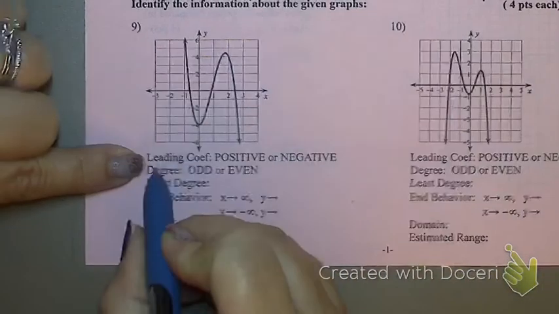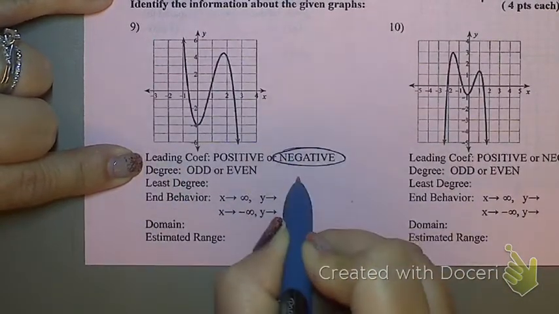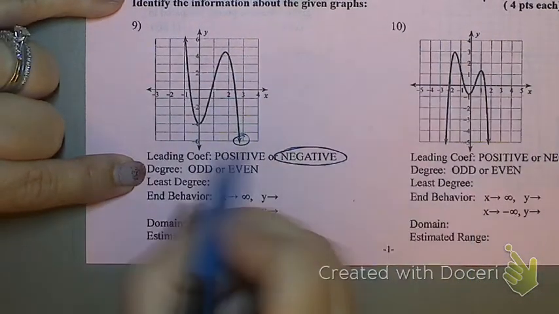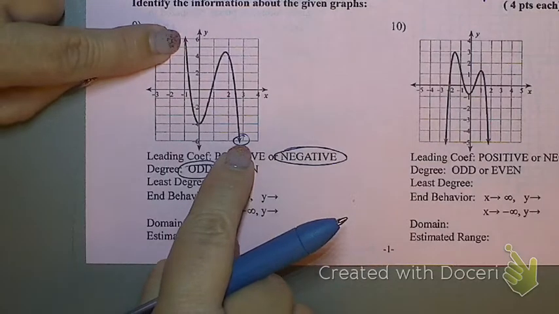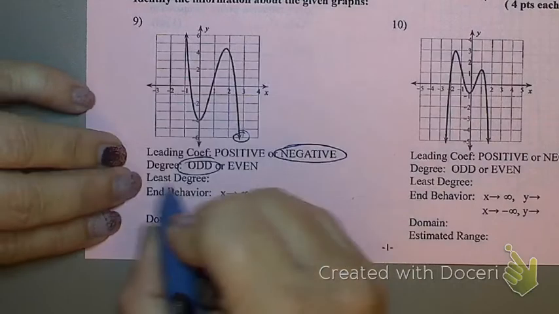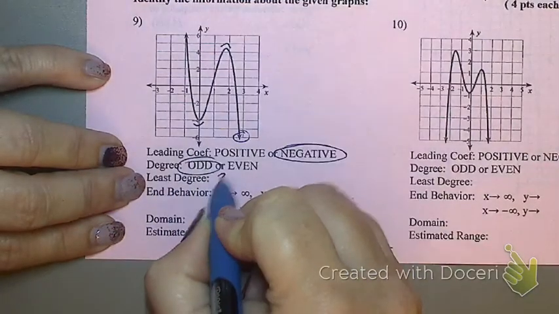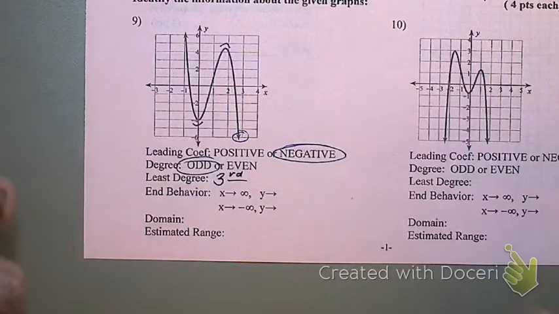All right. Identify the information. Leading coefficient, is it positive or negative? Negative. How do I know? Right side's going down. Is it odd or even? Odd. How do I know? There's 2 bends. Left side is opposite the right side, correct? Least degree. I see 2 bends, which tells me the least degree is at least a third. You don't need to worry about writing the at least, just write the number.